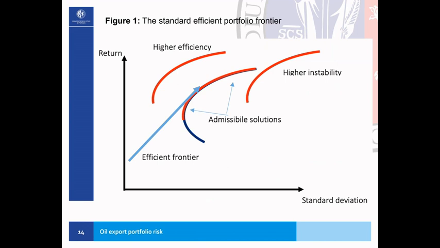The parabolic wing, or the portion of the increasing part of the parabola, is the admissible solution of your mean return analysis. Of course, if the position of this parabolic function is to the left, intuitively you have higher efficiency because you get lower risk for a given return. If the position of your parabolic function is to the right, as you can see in this picture, then you have higher instability because, for a given return, you have higher standard deviation.